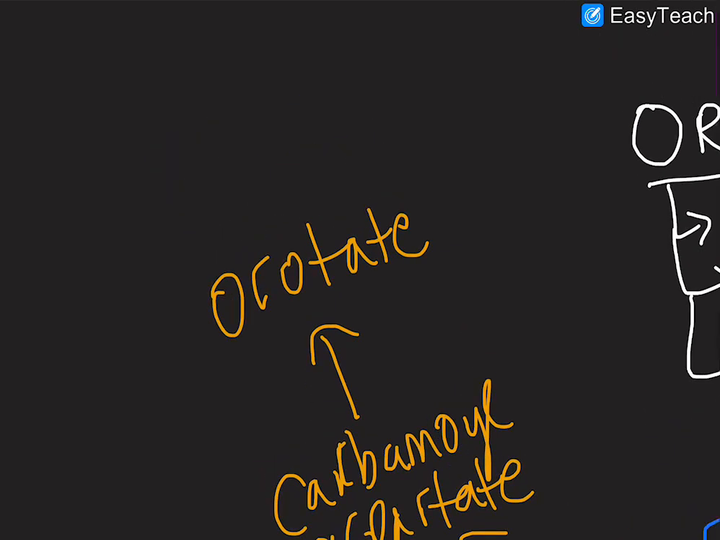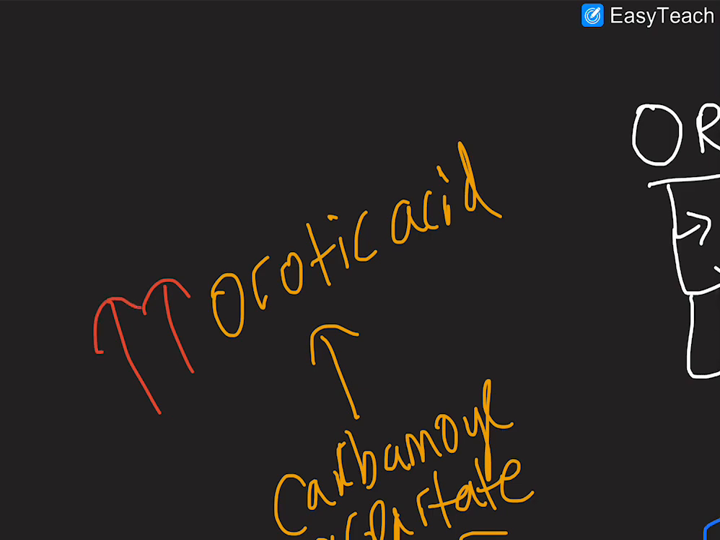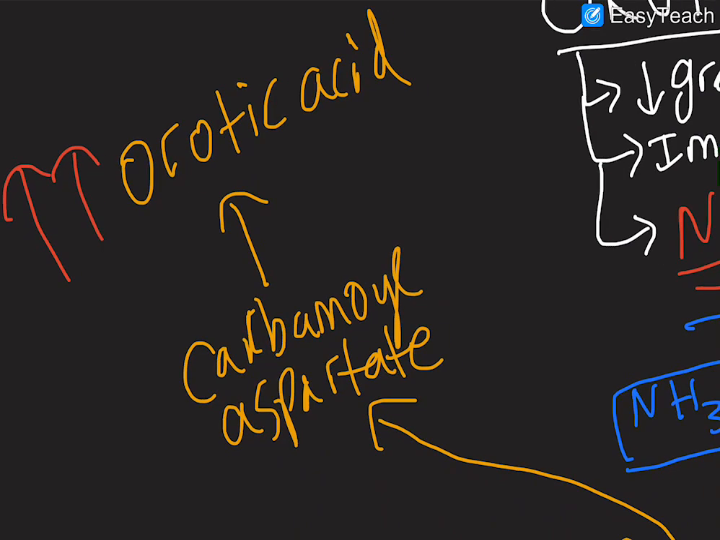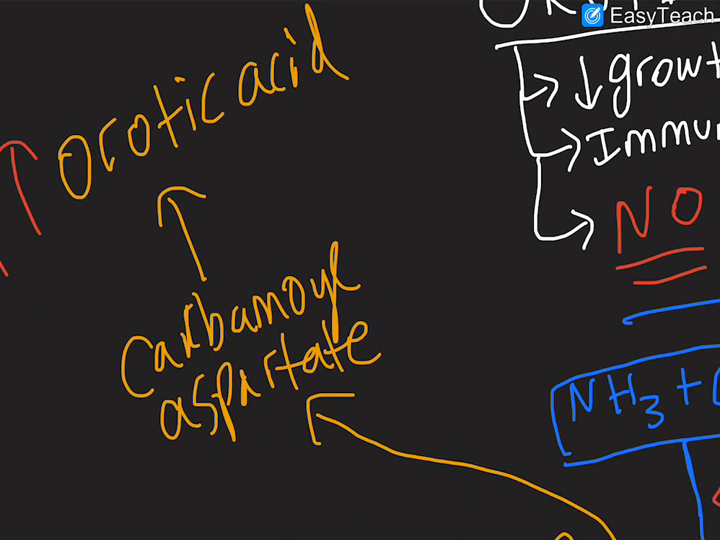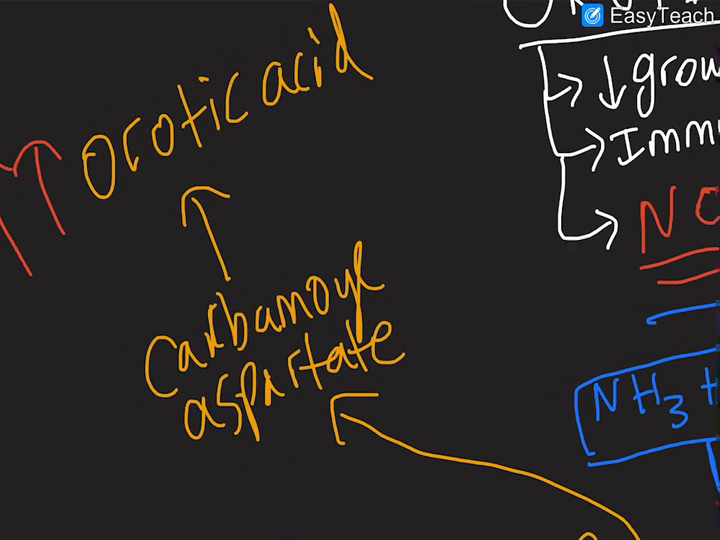So let's get rid of that real quick. What does it convert into? Carbamoyl aspartate, remember? That gets converted to dihydroorotate. And then from there, we can convert dihydroorotate into orotic acid, right? So we're going to have an increased orotic acid level if we're talking about orotic aciduria, and we'll have increased orotic acid levels if we talk about ornithine transcarbamylase deficiency, right?